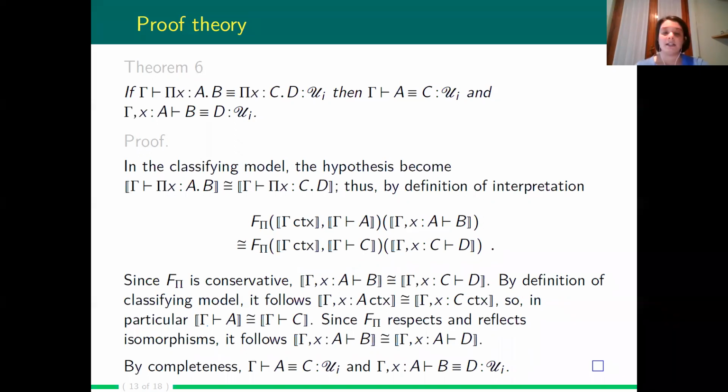We obtain the second one because, since F pi respects and reflects isomorphisms, it follows that also the interpretations of B and D in the same context gamma x of type A are isomorphic. And so by completeness, our thesis follows.